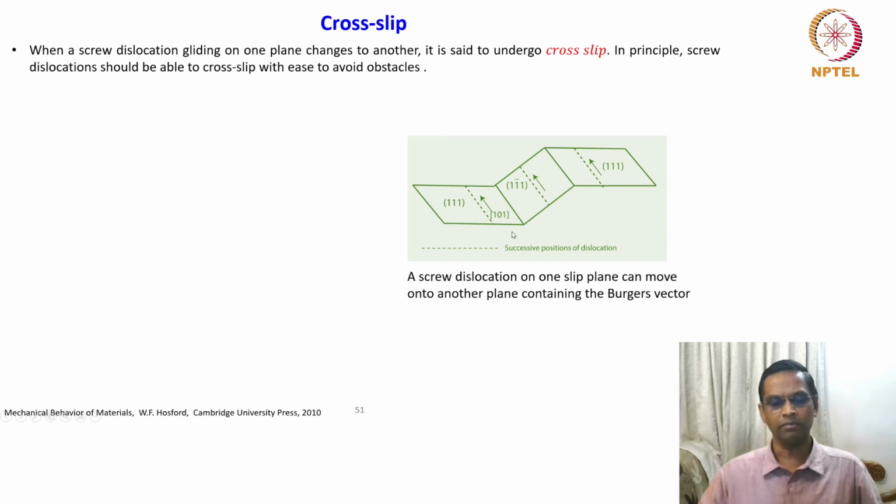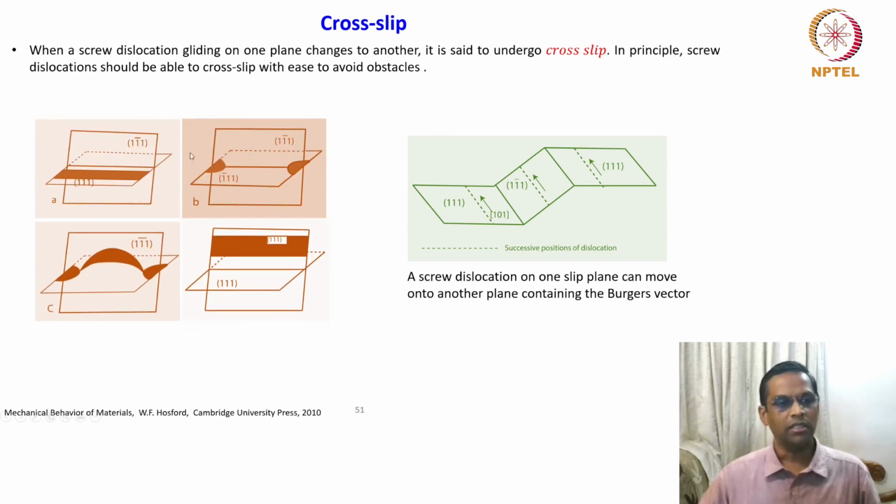What are the implications? We will see one by one. When a screw dislocation gliding on one plane changes to another, it is said to undergo cross slip. In principle, a screw dislocation should be able to cross slip with ease to avoid obstacles. Please understand, we are now talking about screw dislocations, not edge dislocations. In the previous slide we showed the pile-up schematic only for edge dislocations. So the screw dislocation will easily avoid the obstacle, unlike the edge dislocation. That's one piece of information you can keep.